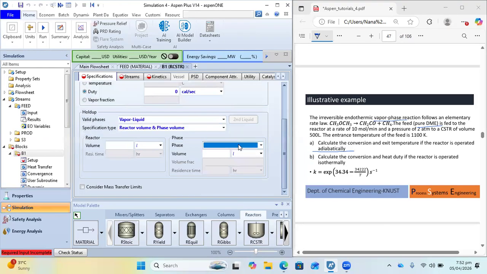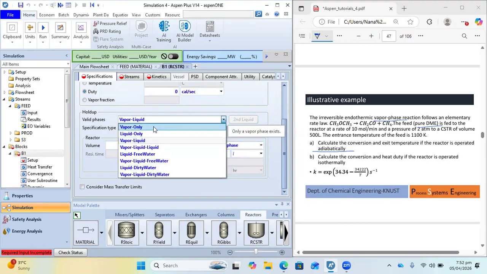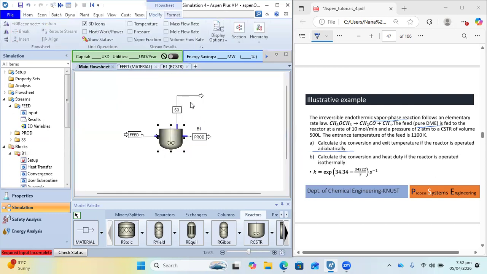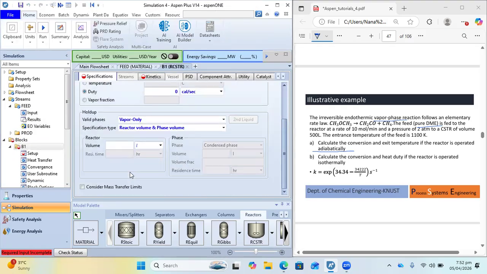So I can now specify that maybe for this particular phase, maybe for the vapor phase, this should be the volume, or for the liquid phase, that should be the volume, the condensed phase. So you can do any of these things, right? Depending on the information you have or the kind of system you have. So keep it at vapor only, and then we can delete that extra stream. Okay. So what's the volume from the question? It was 500 liters. We'll put in the 500.